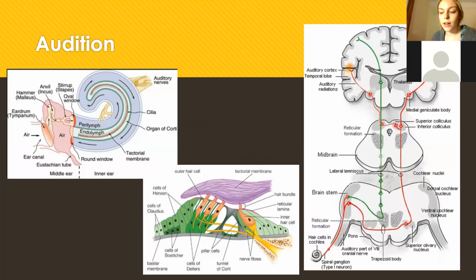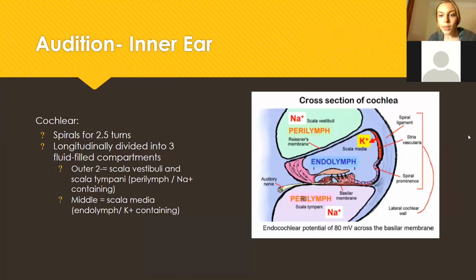Cool. Okay, so let's start with the auditory system. So starting at the inner ear, we have here a diagram of the cross section of the cochlea, and this is what is denoted as the hearing organ. So it's a spiral-shaped bony fluid-filled compartment in the ear that spirals for 2.5 turns, and it's longitudinally stretched out divided into 3 fluid-filled compartments.